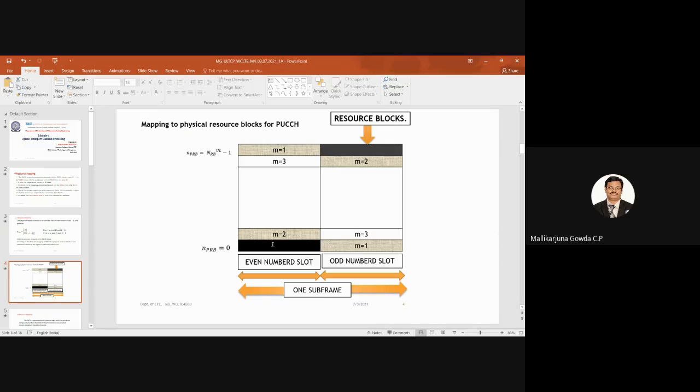This is the diagram which shows how the physical resource blocks are mapped for the physical uplink control channel. This is an even numbered slot, and this one is an odd numbered slot. Here it is written the number of physical resource blocks. It starts from 0 up to the number of resource blocks in the uplink minus 1, and up to that value it can take. Within one subframe, I said it will take the 2 slots as one resource block.